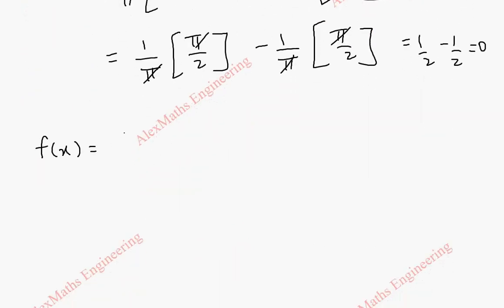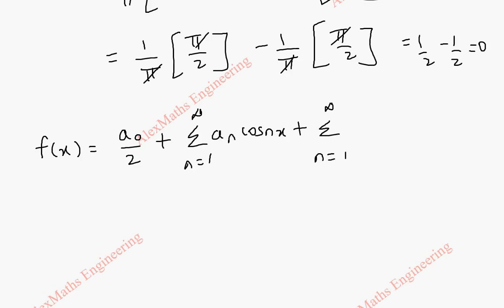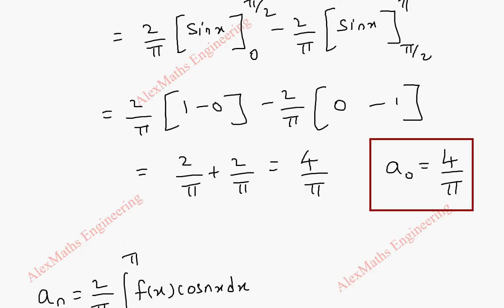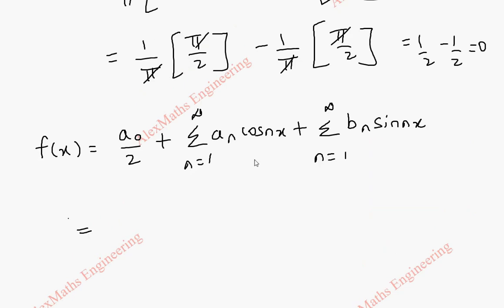Now we will substitute this in the Fourier series expansion. So f of x is a0 by 2 plus summation n is equal to 1 to infinity an cos nx plus summation n is equal to 1 to infinity bn sin nx. Now a0 by 2, a0 we got as 4 by pi. And when I substitute here, 4 by pi by 2 will become 2 by pi. Then a1 is 0 anyway. So 0 into cos x, anyway it is going to be 0.